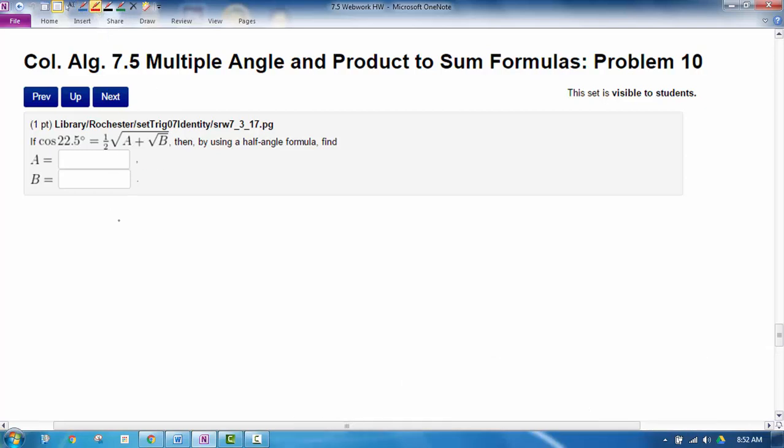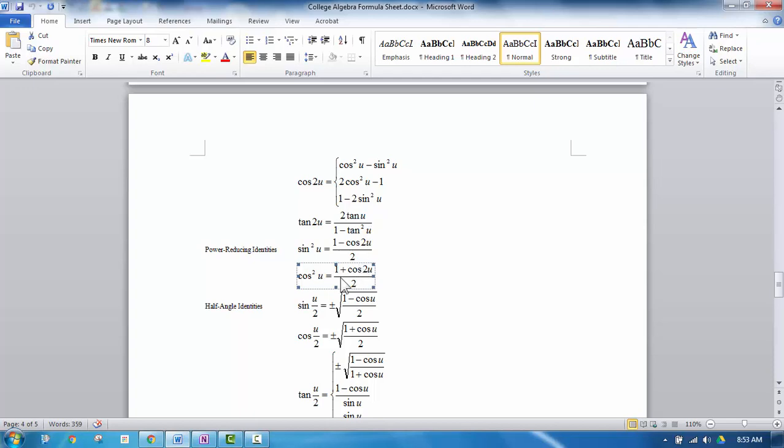All right, the next problem is problem 10. It wants the cosine of 22.5, which I'm going to write as 45 over 2 instead. And now we have a formula for cosine of a half angle, and that's on the formula sheet. If you pull that up, it's right here. Cosine of an angle divided by 2 is this right here.